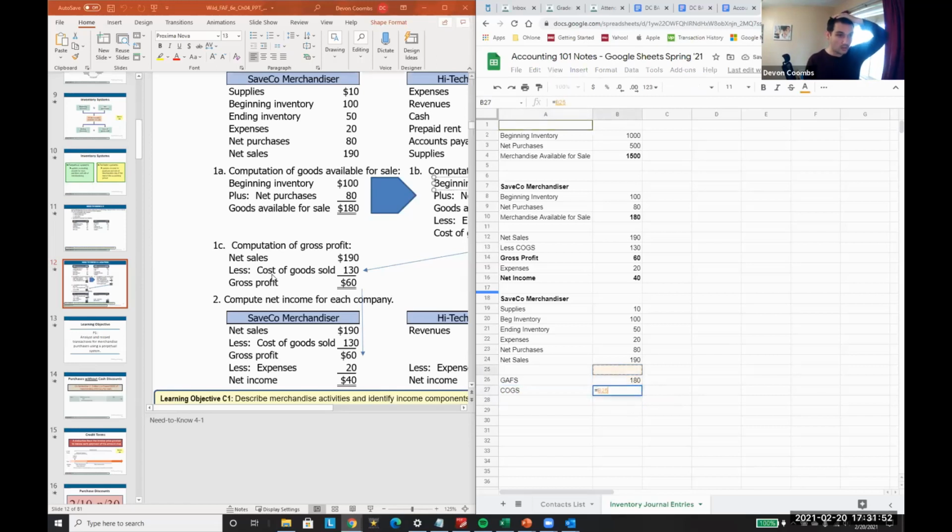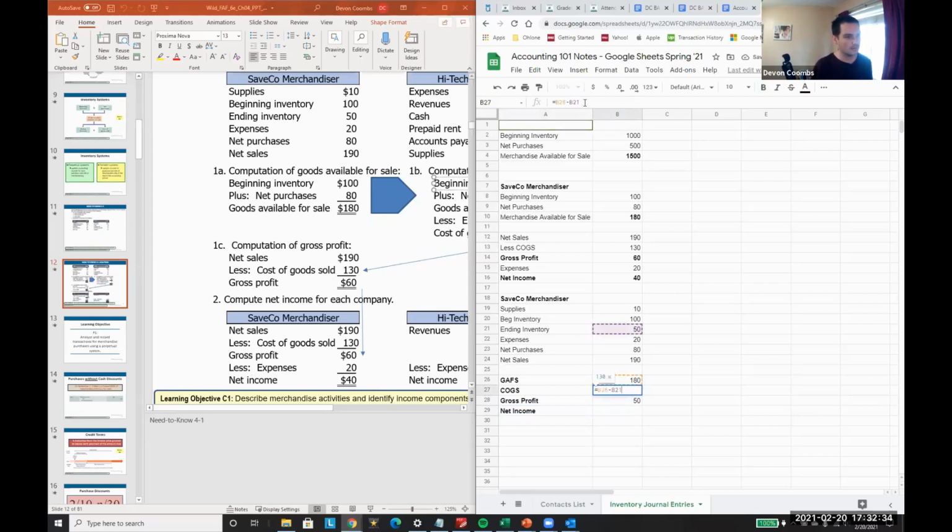Our cost of goods sold is our beginning inventory plus our net purchases minus our ending inventory. And all the formulas are here, so you can see them. And then our net income is just going to be this minus our expenses. Or let's see, expenses of cost of goods sold. Oh, sorry, that's our gross profit. Gross profit is going to be the subtraction of these two. And our net income will be our gross profit.